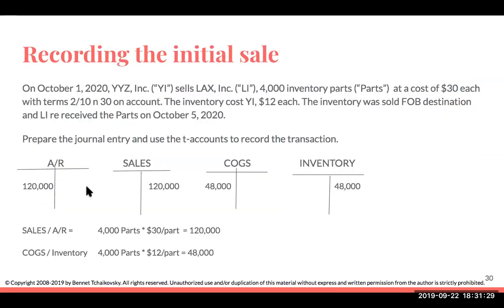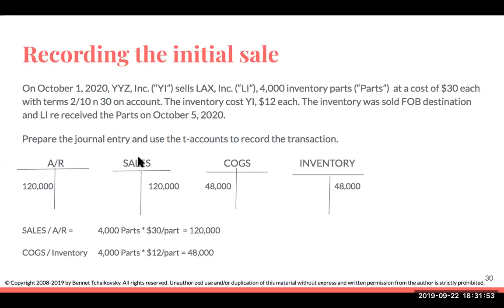So here we've got our initial sale. On October 1st, 2020, YYZ sells LAX 4,000 inventory parts at a cost of $30 each, with terms 10 net 30 on account. The inventory cost YYZ $12 each, and the inventory was sold FOB destination, and LAX received those parts on October 5th.